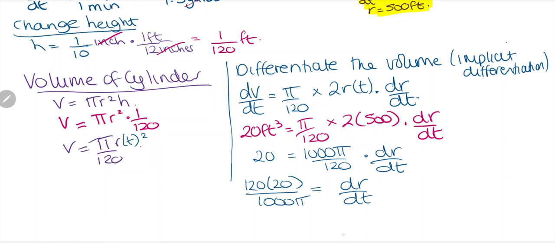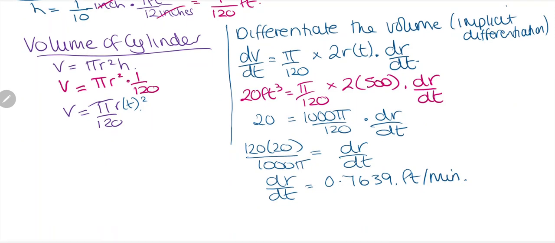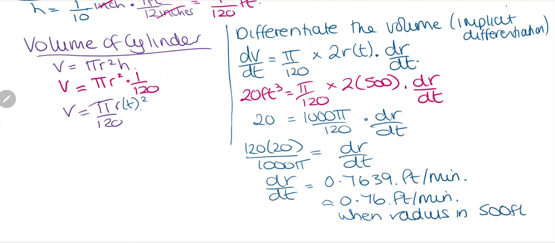So dr/dt, or the rate of change of the radius with respect to time, is 0.7639 feet per minute. So we can say the radius is increasing at the rate of 0.7639, or approximately 0.76 feet per minute, when the radius is 500 feet.